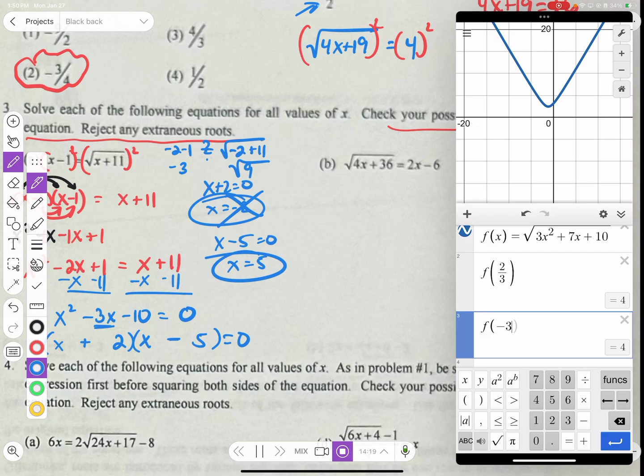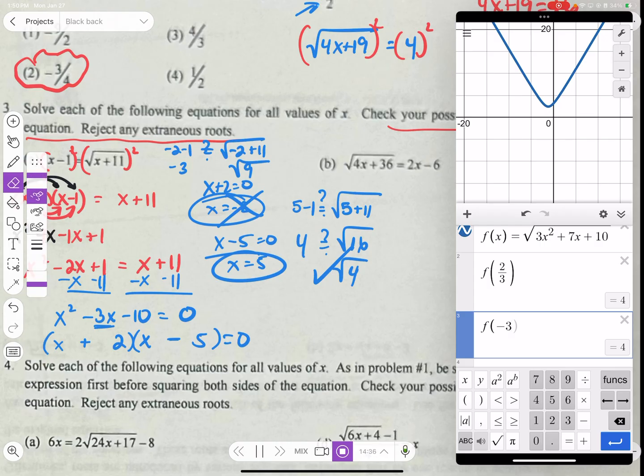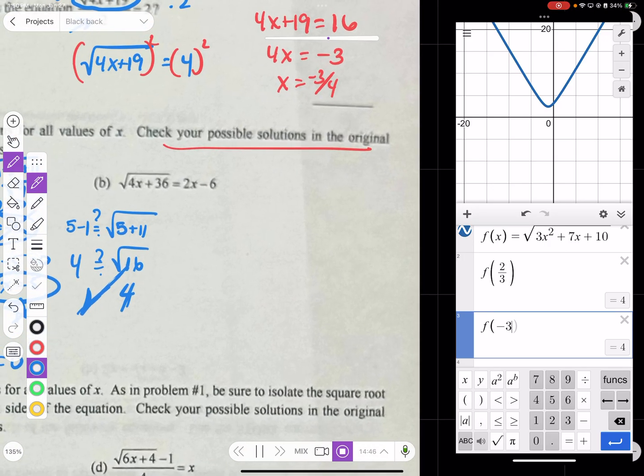Let's try the 5. 5 minus 1. Does it equal the square root of 5 plus 11? 5 minus 1 is 4. 5 plus 11 is 16. The square root of 16 is 4. It does check. No more square root symbol. Square root of 16 is just a 4. 4 equals 4. There's your one answer that works. So hopefully you get the idea.